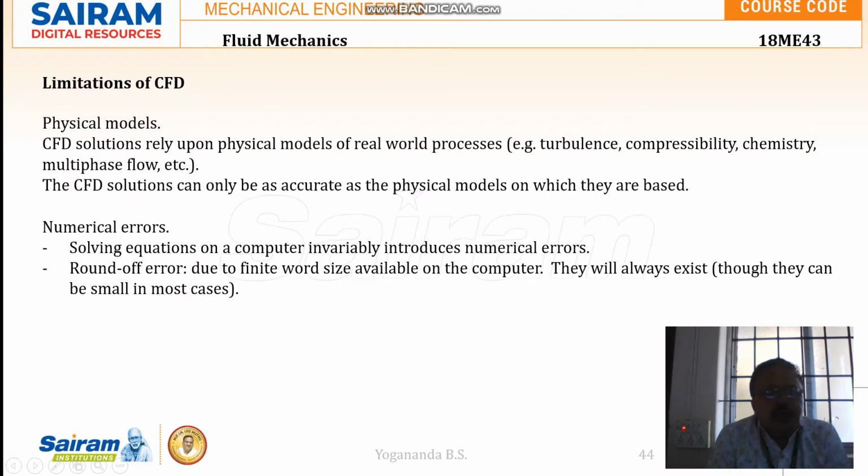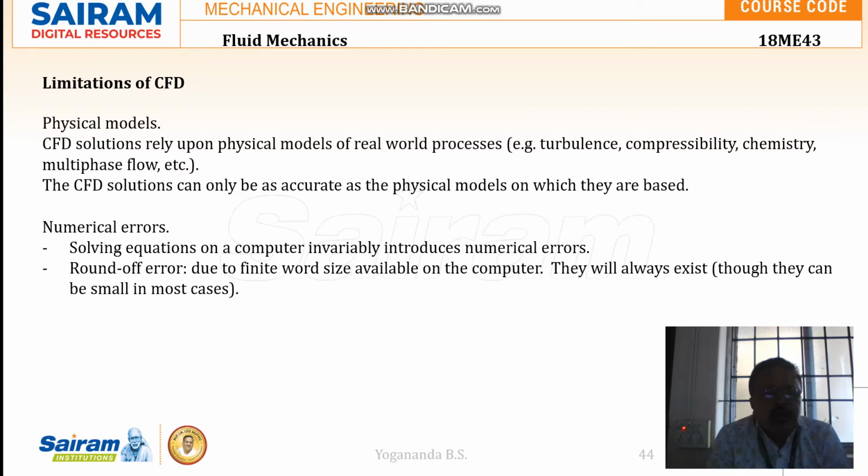Limitations of CFD. CFD solutions rely upon physical models of real-world processes with respect to turbulence, compressibility, multi-phase flow, etc. So the CFD solutions will be only as accurate as the physical models on which they are based. If the physical models are not accurate, our CFD solutions are also not accurate. So it is purely based on the accuracy of the physical models.